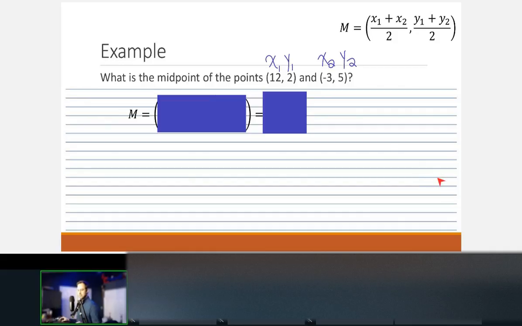All right, in chat, what is the coordinate of the midpoint? 9 halves, comma 7 halves. We got 2 people that say that. Anybody else? Nine halves, 7 halves. Anybody else want to agree or disagree?